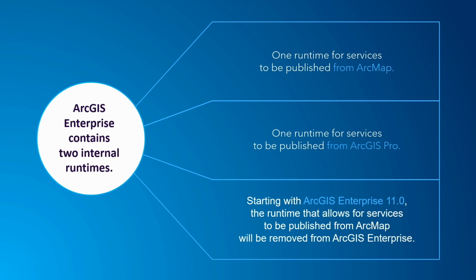That means that if you upgrade to ArcGIS Enterprise 11, you won't be able to publish services from ArcMap anymore. Also, services that have been published from ArcMap will no longer work. But the release of ArcGIS Enterprise 10.9 will have tools available to upgrade existing map, image and feature services to the new runtime. Other services like geoprocessing and geocoding services will need to be replaced from ArcGIS Pro prior to or after upgrading to ArcGIS Enterprise 11.